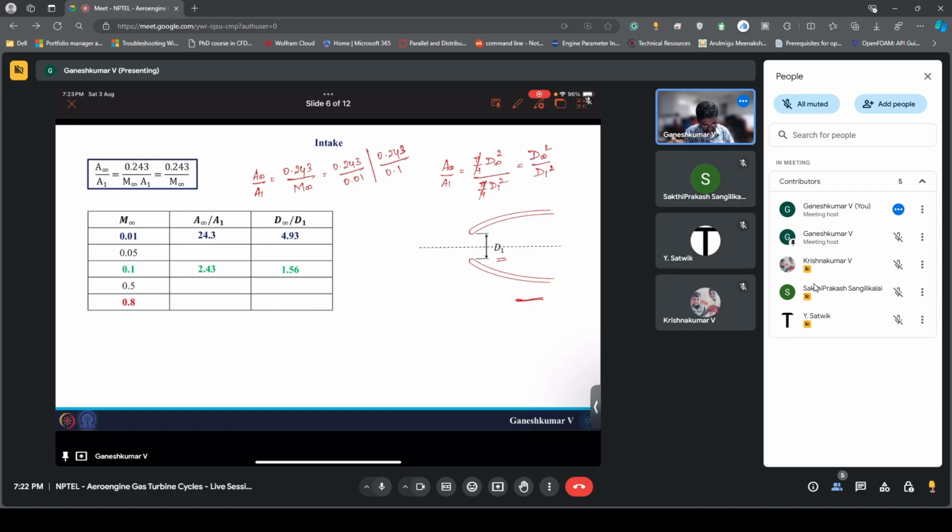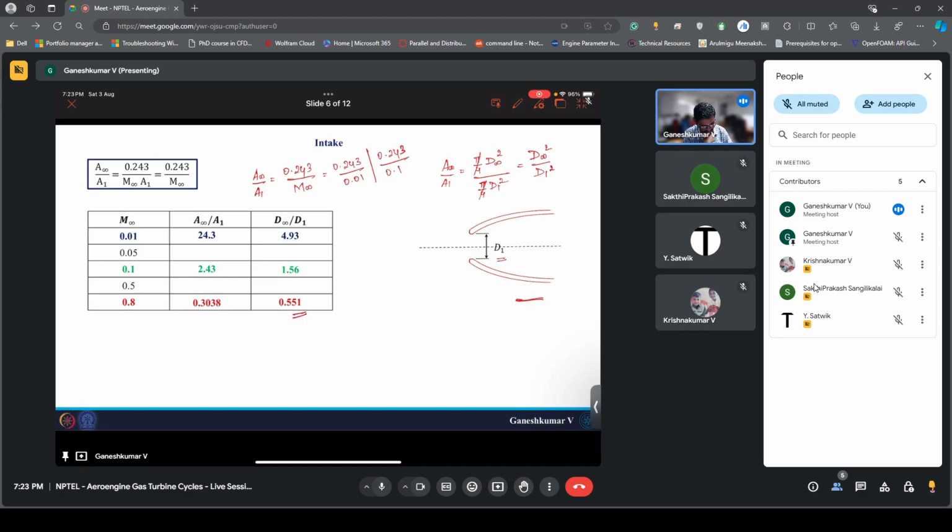Okay, so now if you do that and try to plot it for M infinity equal to 1, you can see the capture area has reduced compared to 0.01, if you remember. Let's go forward with the increase in M infinity to 0.8. If I go to 0.8, the A infinity by A1 comes out to be 0.3038. And you can see that for cruise speed, your D infinity by D1, which means the capture area, is less than, or you can say it's half of, your D1.